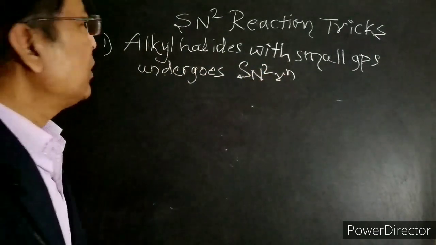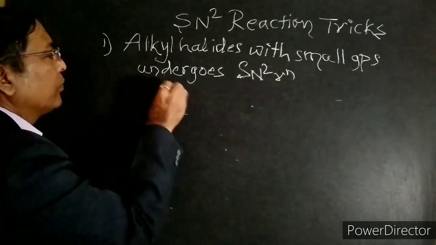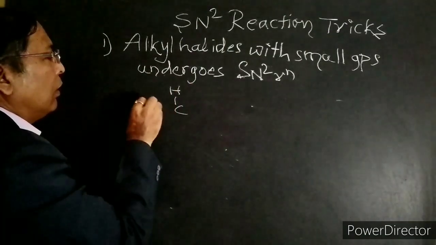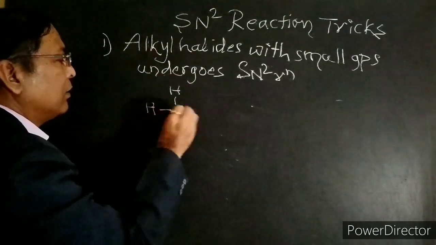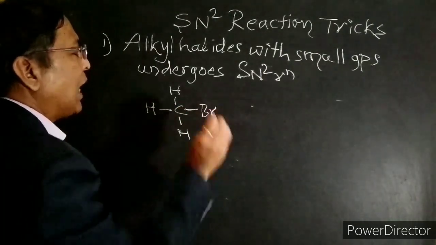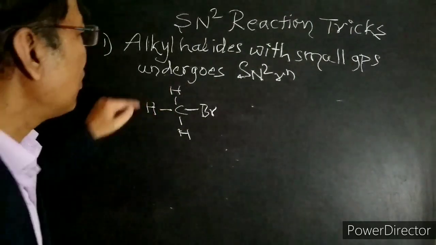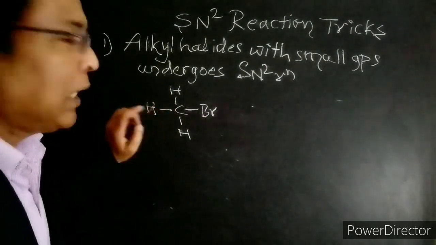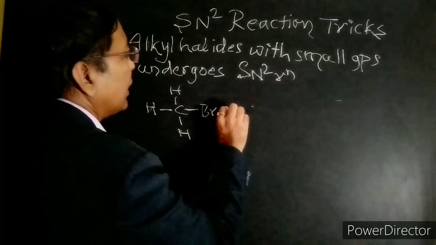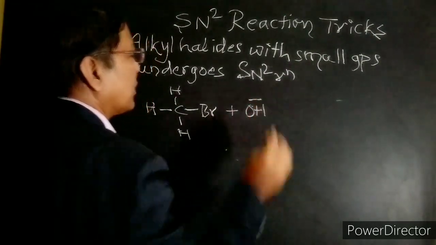Alkyl halides with small groups undergo SN2 reaction. For example, alkyl halide like methyl bromide. In this methyl bromide, the carbon atom has small groups or small atoms. When alkyl halides having small groups are reacted with a nucleophile, say OH minus.